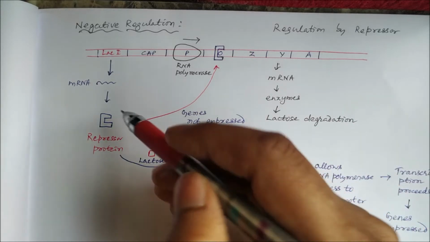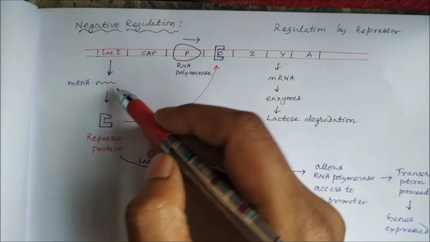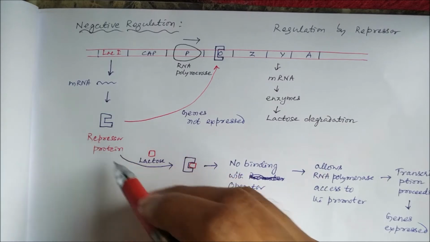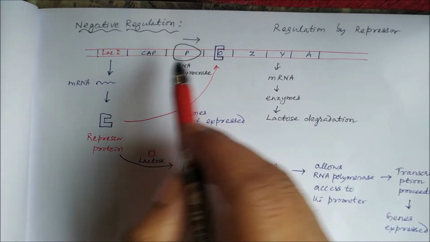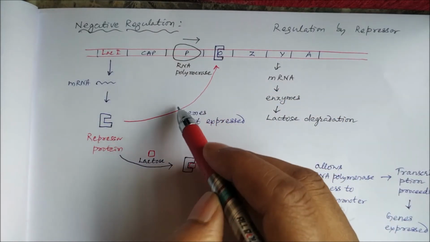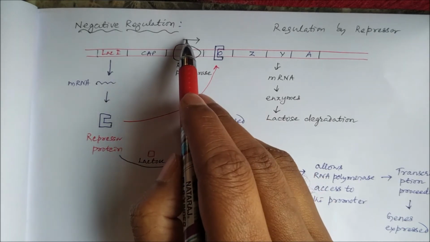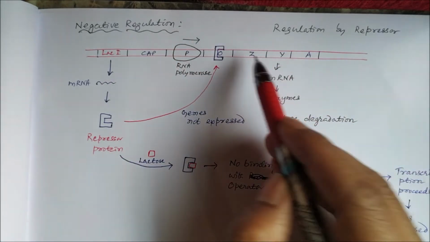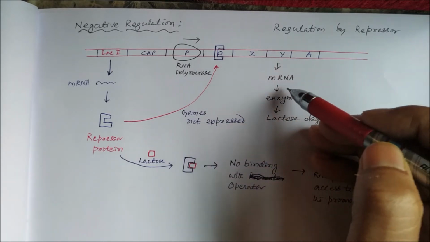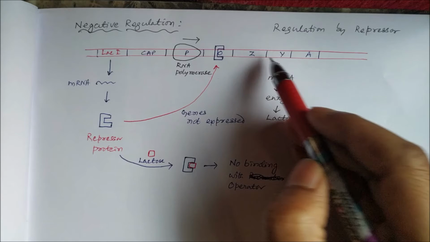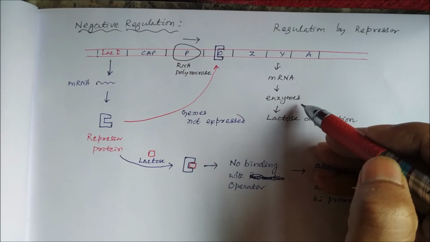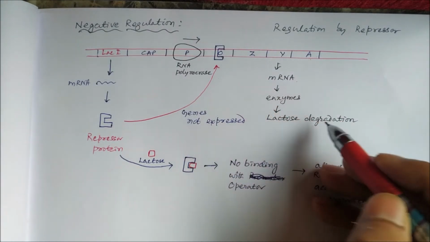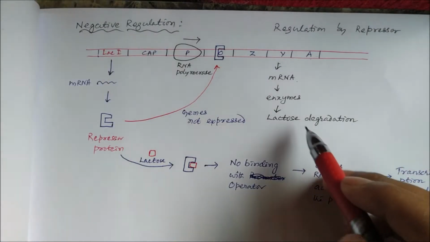So how does it happen? The LAC-I gene produces the respective messenger RNA and this repressor protein. Repressor protein binds to the operator and inhibits this RNA polymerase action. RNA polymerase binds to the promoter site, and RNA polymerase has to move in this direction, so that it will cause the transcription of all these three genes, LAC-Z, LAC-Y, LAC-A, and a messenger RNA will be produced, and all these three enzymes will be produced, which can cause the degradation of lactose.